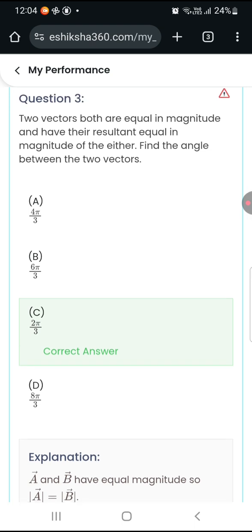Two vectors are equal in magnitude and their resultant is equal in magnitude to either of them. Find the angle between the two vectors. Answer: 2 pi by 3.